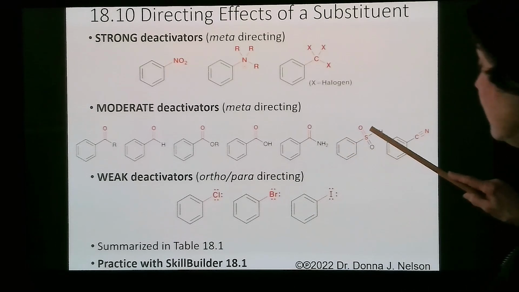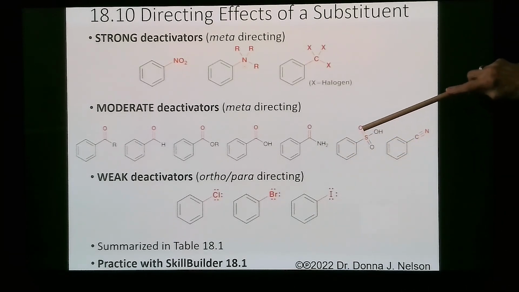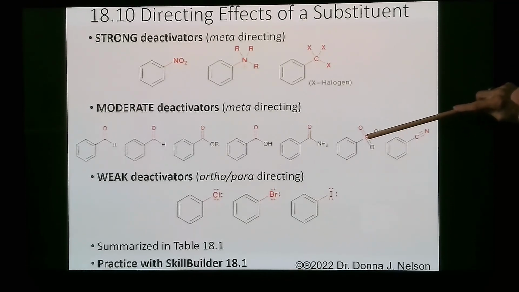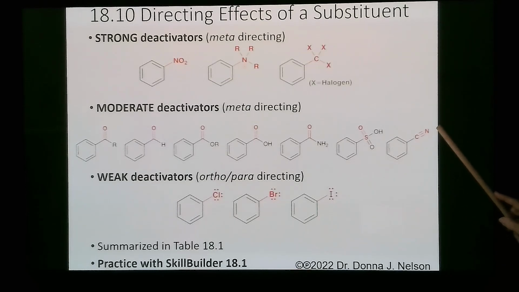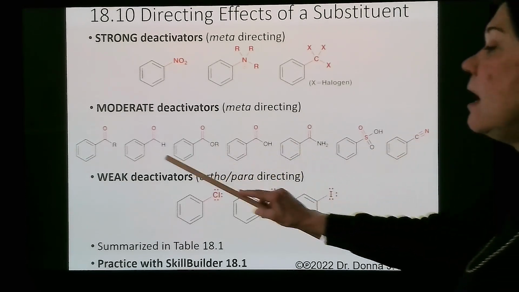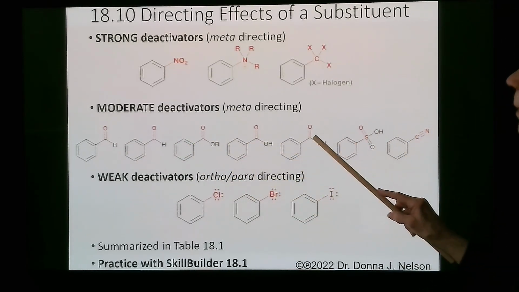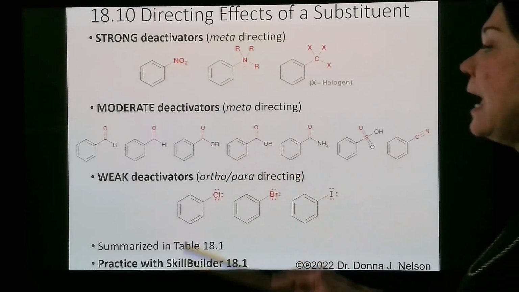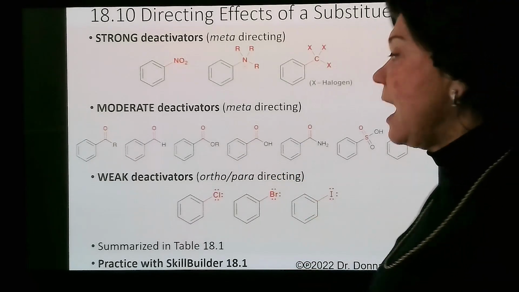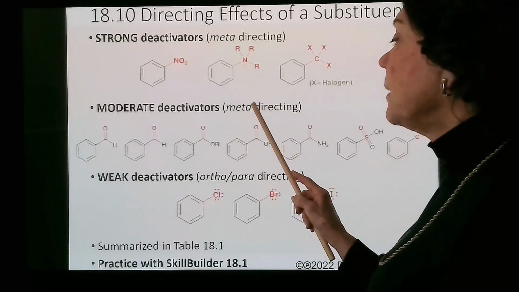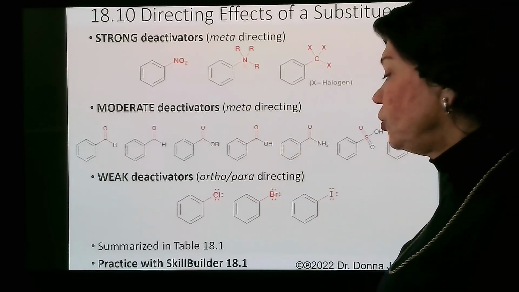And it's the same way here. You can see that this sulfur-oxygen bond is going to be polarized. Oxygen will bear a partial negative. Sulfur will bear a partial positive. Similarly here, nitrogen will bear a partial negative. Carbon will bear a partial positive. And anytime that you have an atom which is bearing a significant partial positive charge directly attached to the ring, it will reduce the rate of reaction and direct the substitution to the meta position.